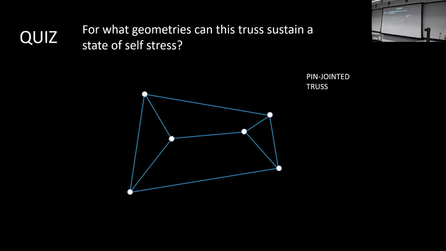So here's a quiz for you. That was just a quick intro. For what geometries can this truss sustain a state of self stress? If I were to tighten this bar in the middle, would it stress up or would it move? For what geometries will this work? Can you work that out? What conditions?